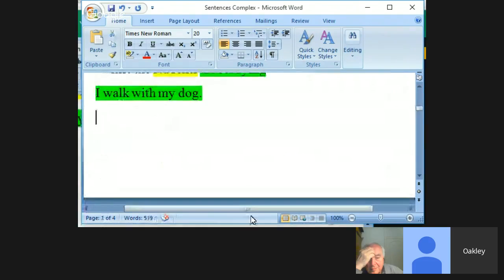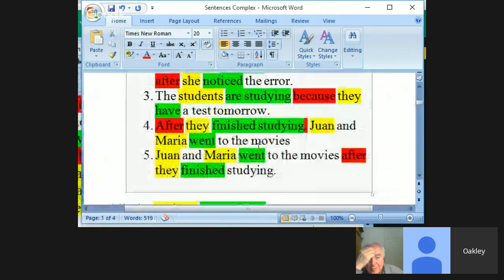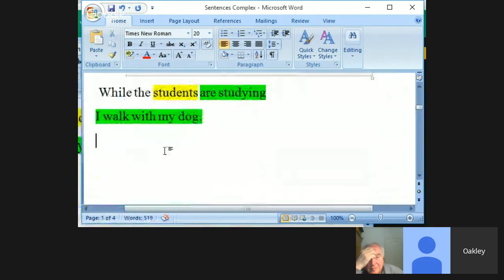Let's see if you guys can make a basic one independent, one dependent clause sentence. Vincenzo, you want to give it a try? I walk with my dog in the morning when it's not raining and when it's not cold.